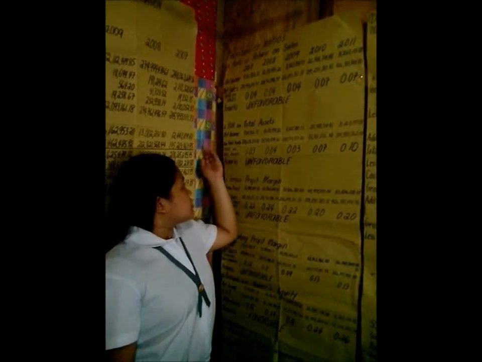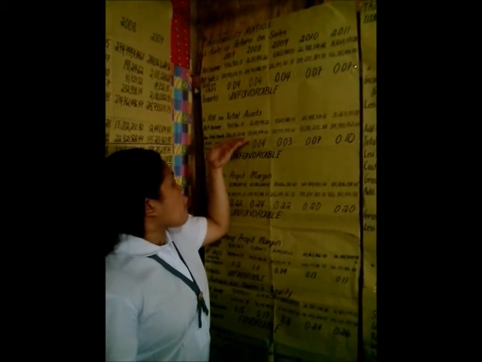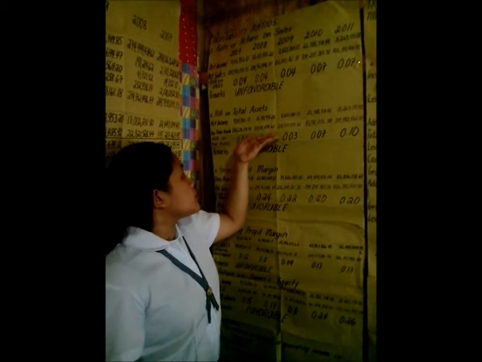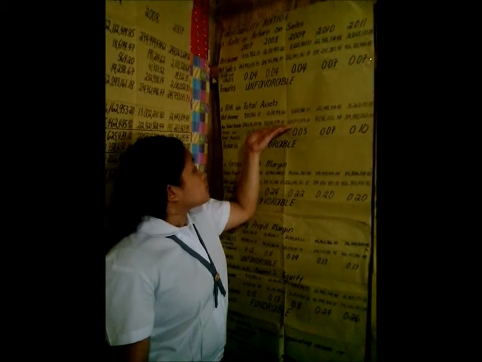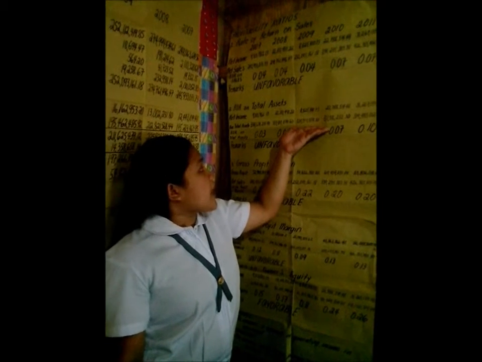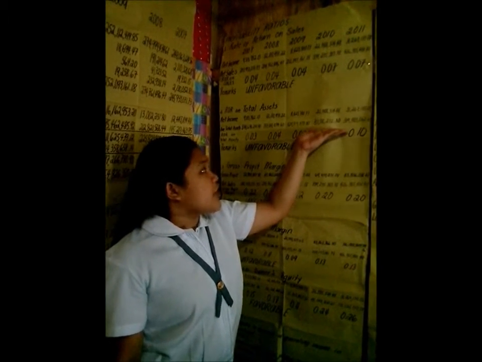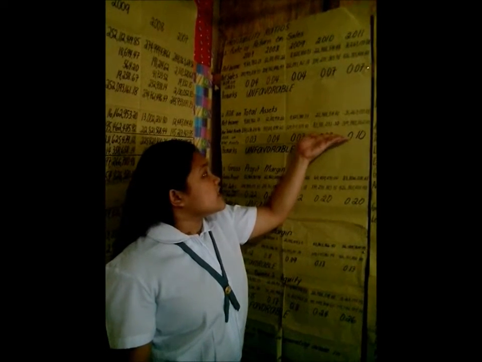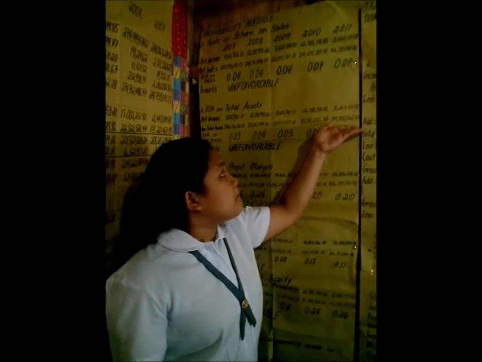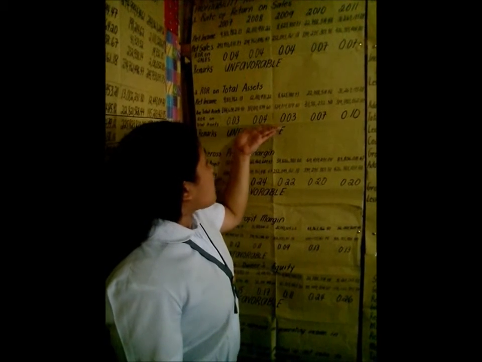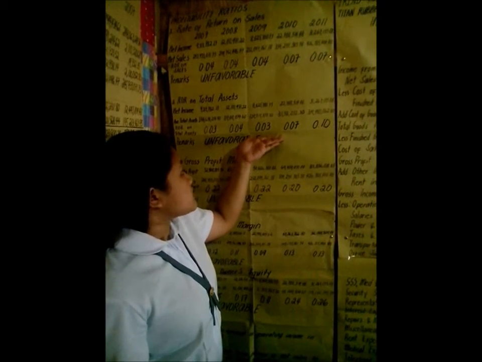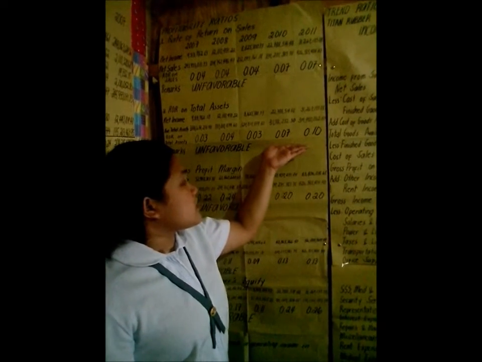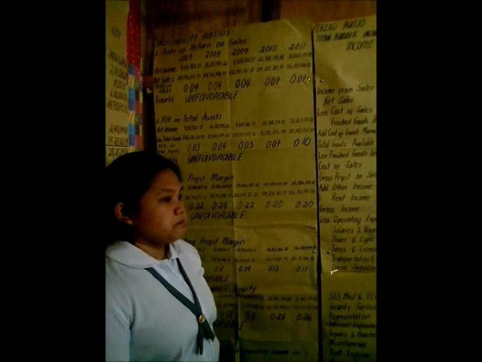The average total assets of the company is 344.6 million in 2007, 337 million in 2008, 329.7 million in 2009, 311.5 million in 2010, and 319.9 million in 2011. For the results, we have 0.03 in 2007, 0.08 in 2008, 0.03 in 2009, 0.07 in 2010, and 0.10 in 2011.